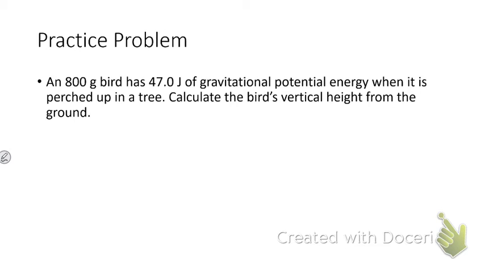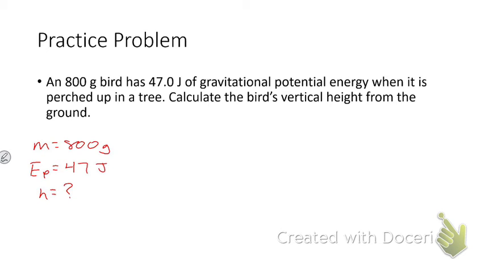So, let's go through this like you just did. An 800-gram bird, so mass is 800 grams, has 47 joules of potential energy, so EP is equal to 47 joules, when it is perched up in a tree. We want to find how high this tree is, so h is equal to question mark.